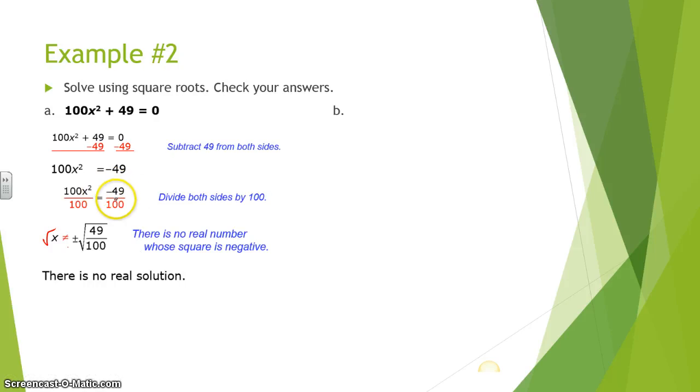Now, if this 49 did not have a negative sign in front of it, then you could have taken the square root, and it would have been 7 over 10, and that would have been a solution.